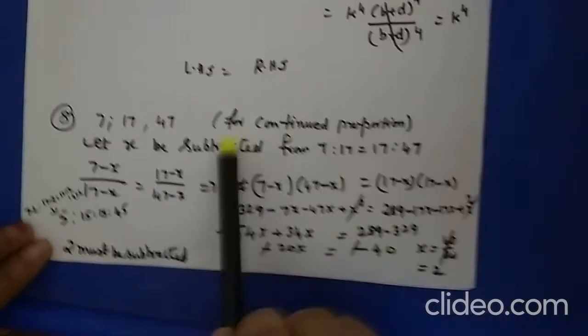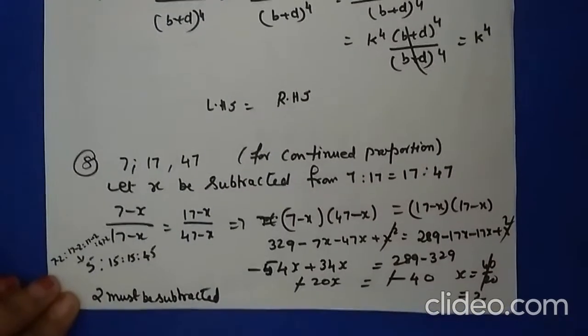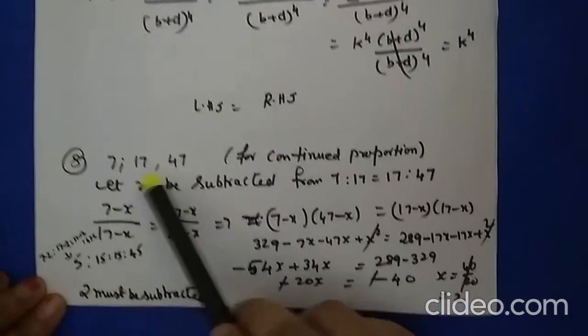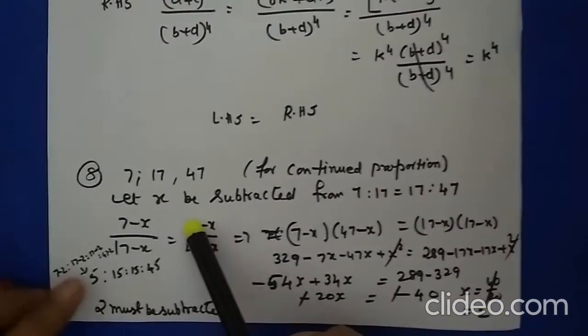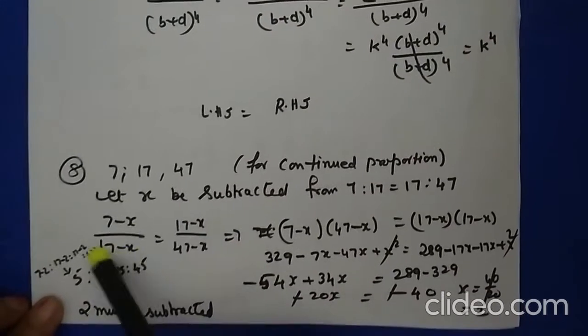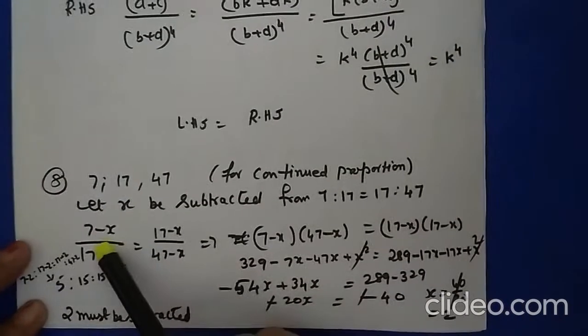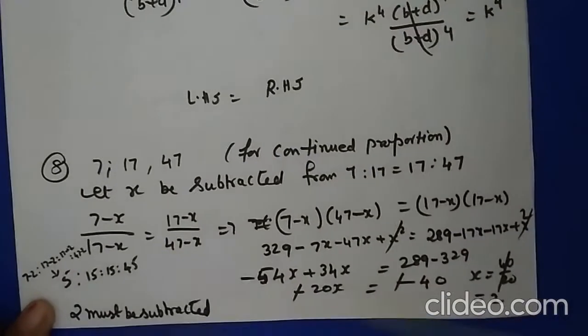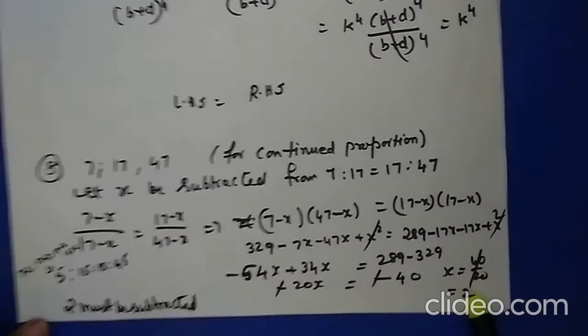Then next question, for continued proportion, what should be subtracted? As what we did for addition, the same question. So let x be subtracted. So 7 minus x by 17 minus x, it is a continuous proportion, again 17 minus x by 47 minus x. By solving, you are getting x is equal to 2.